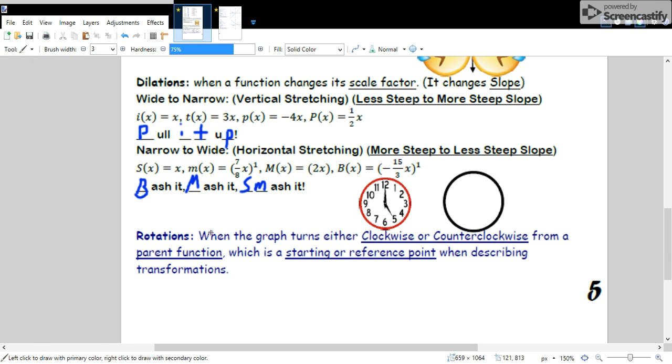One thing about rotations. When the graph turns either clockwise or counterclockwise from a parent function, which is the starting or reference point, when describing transformations.